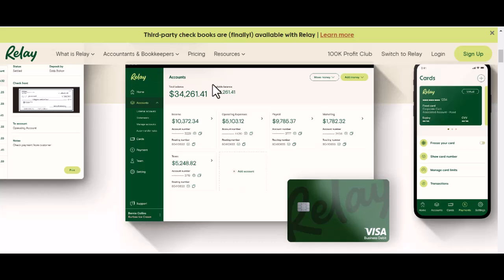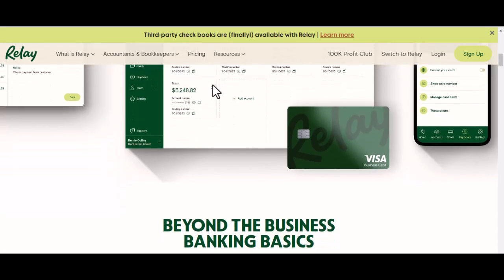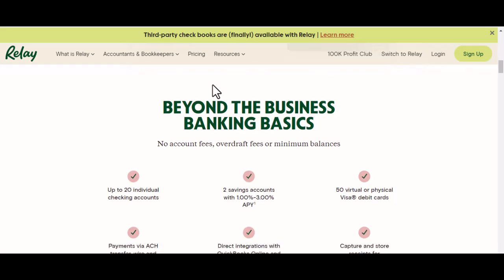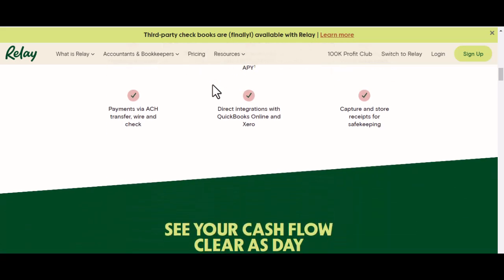Section 1. Understanding Relay and CashApp. Relay. Briefly explain what Relay is and its key features. Highlight the benefits of using a Relay card, such as cashback rewards, travel perks, and security measures.